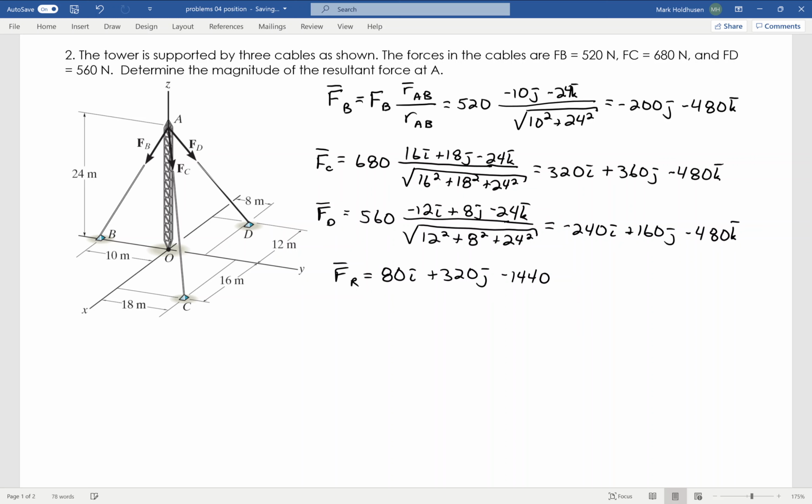Okay? To find the magnitude of that resultant, I just take the square root of the sum of the squares. I'll let you do that on your own, and you get the answer 1477 newtons. So write each force in Cartesian form by taking the magnitude of the force times the position vector divided by its magnitude, add up the x's, y's, and z's, and get your resultant force.